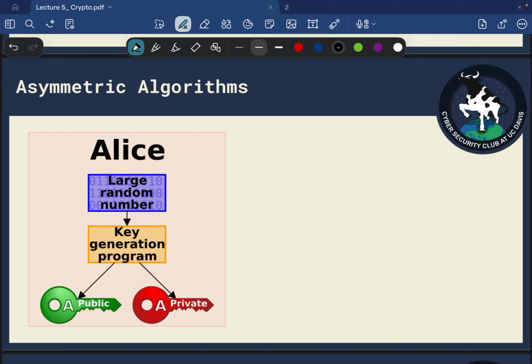So the question becomes, how do I get this key securely to some other person? And that's when asymmetric algorithms come into place. There's a way, actually, obviously, to transmit keys to different parties across the internet.